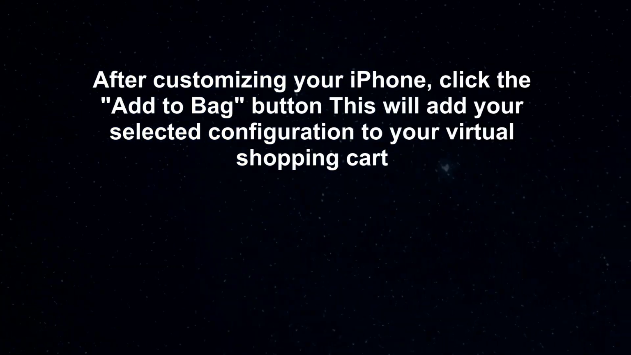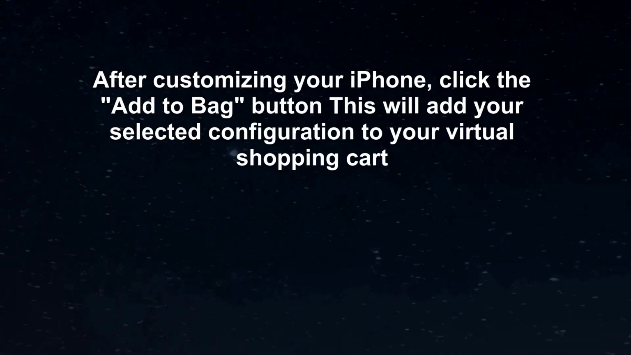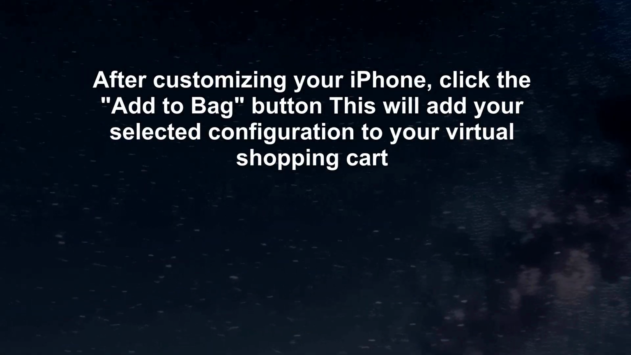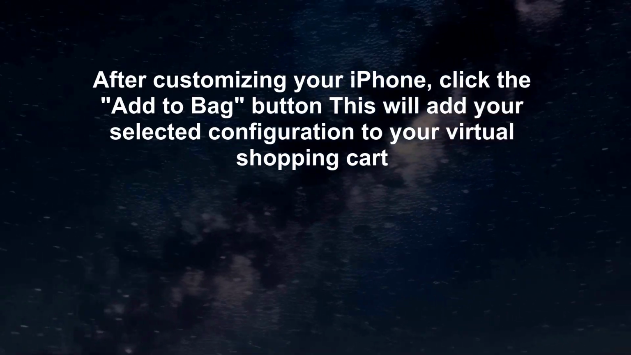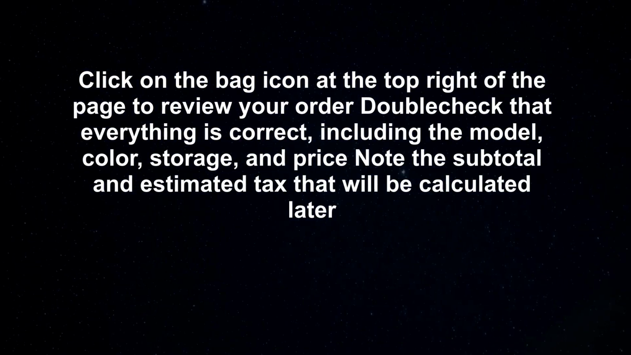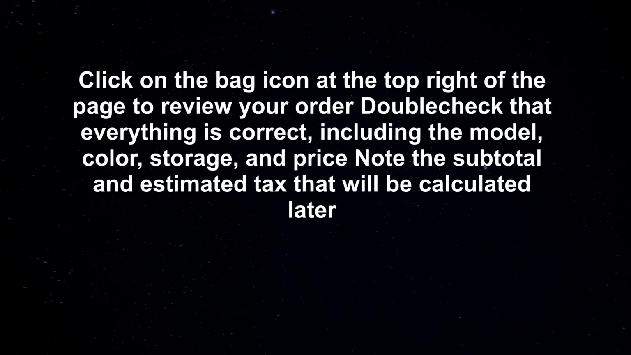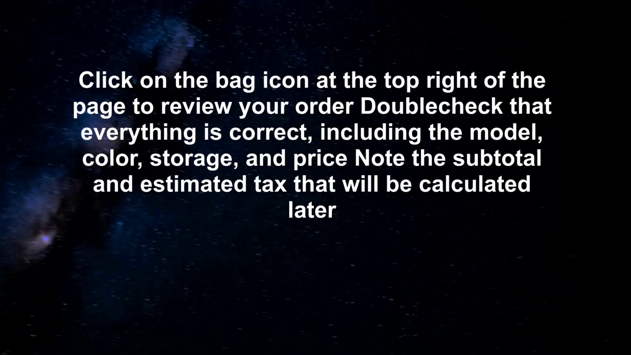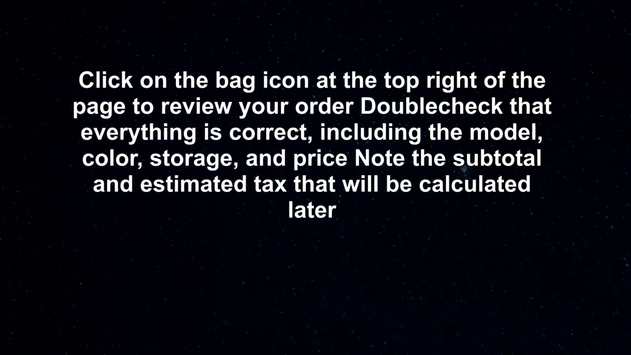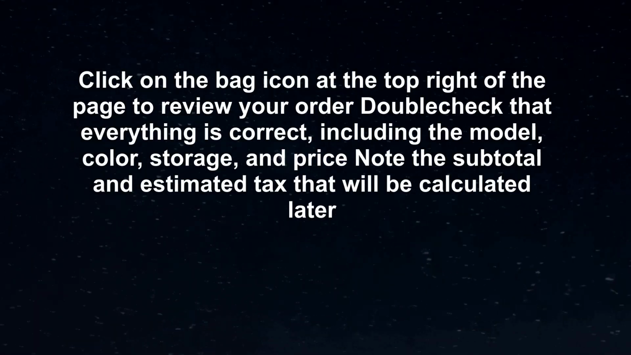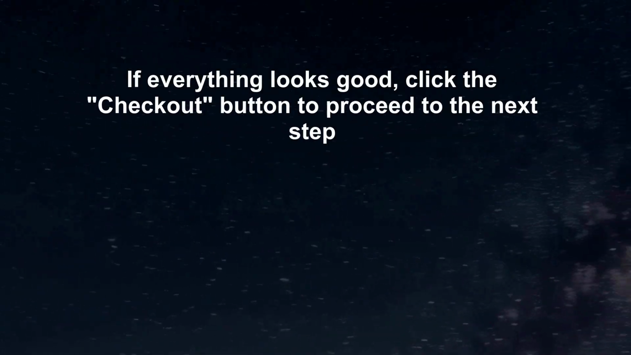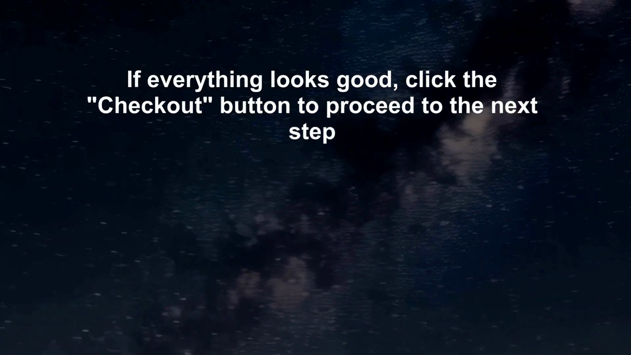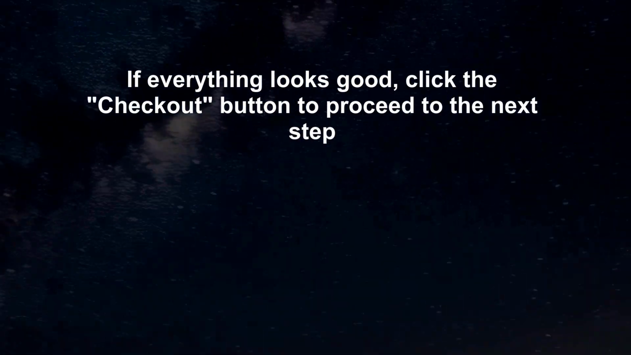After customizing your iPhone, click the Add to Bag button. This will add your selected configuration to your virtual shopping cart. Click on the bag icon at the top right of the page to review your order. Double-check that everything is correct, including the model, color, storage, and price. Note the subtotal and estimated tax that will be calculated later. If everything looks good, click the checkout button to proceed to the next step.